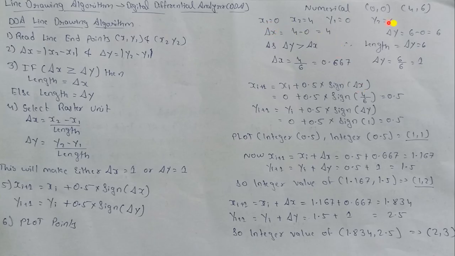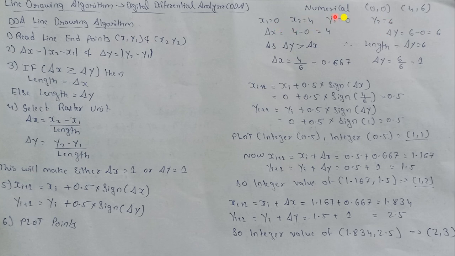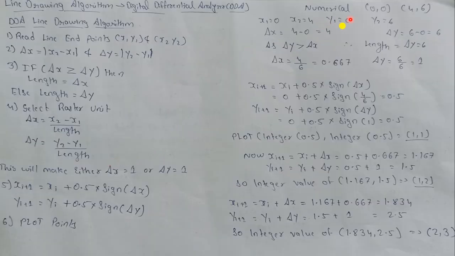Now we put 0, 0. The x_i and y_i values are x1 and y1, which are both the same, 0 and 0, and we have put them here. Now we have to find delta x. What is the delta x formula? x2 minus x1, so delta x equals 4 minus 0, which equals 4. Similarly, the delta y formula is y2 minus y1, so y2 is 6 minus 0.